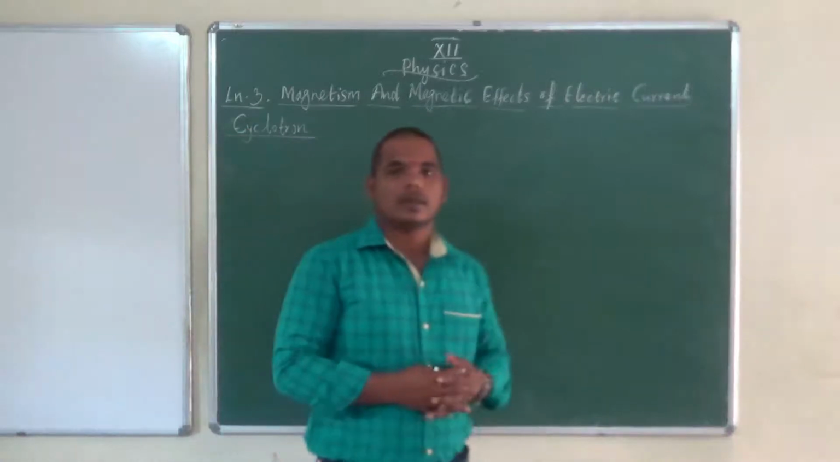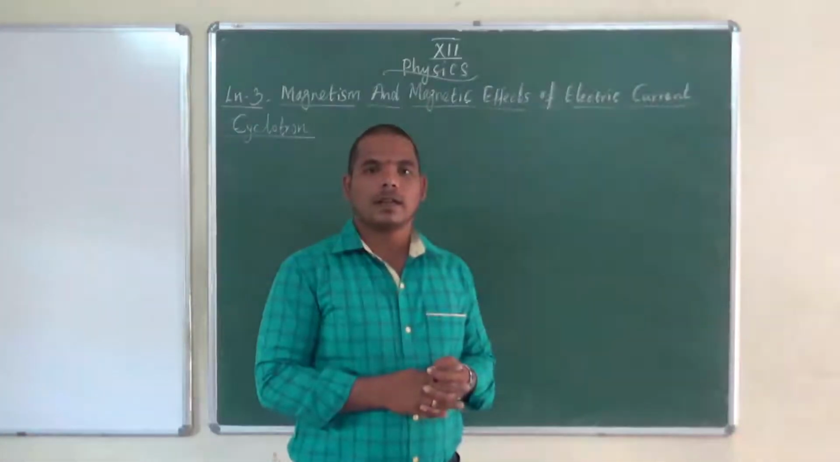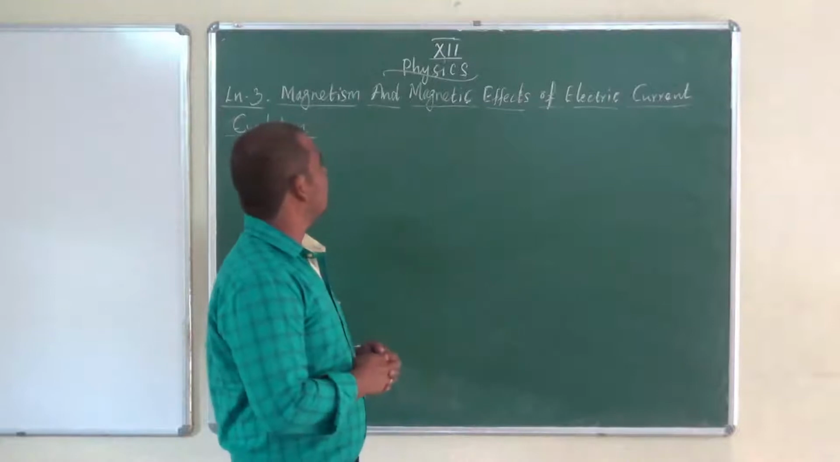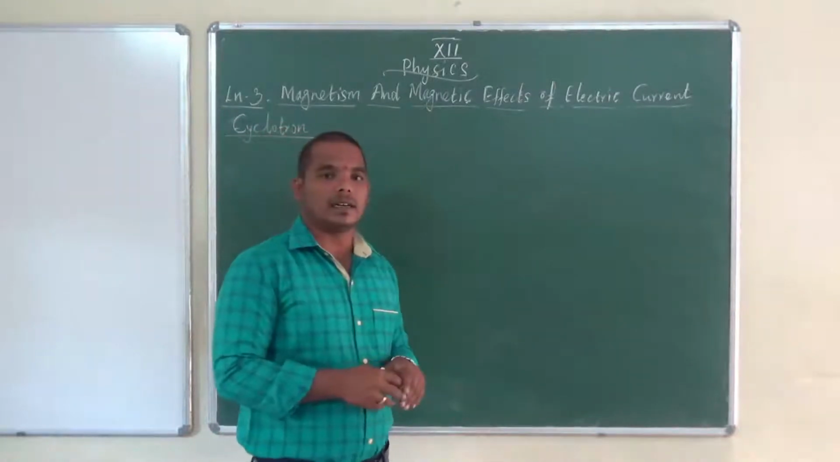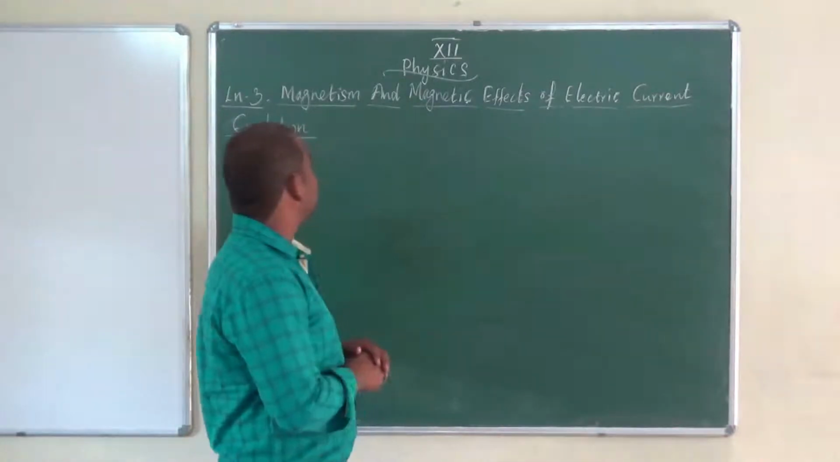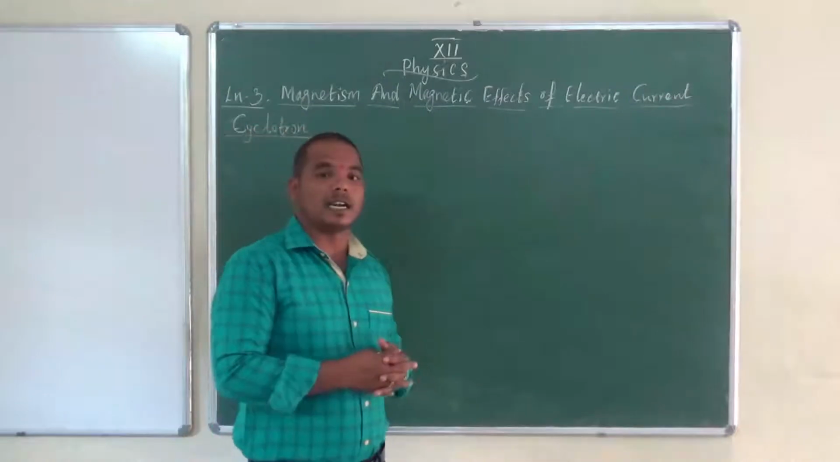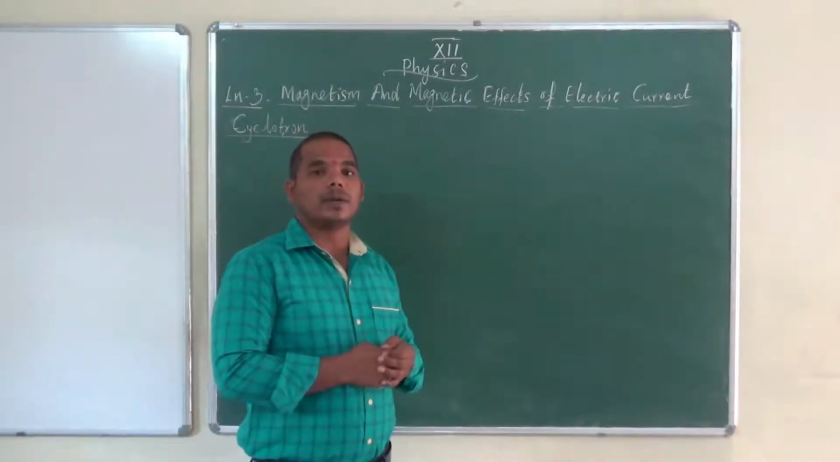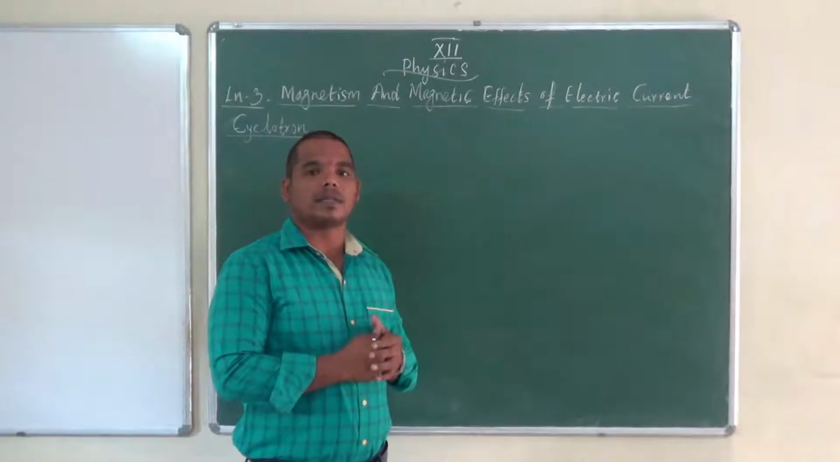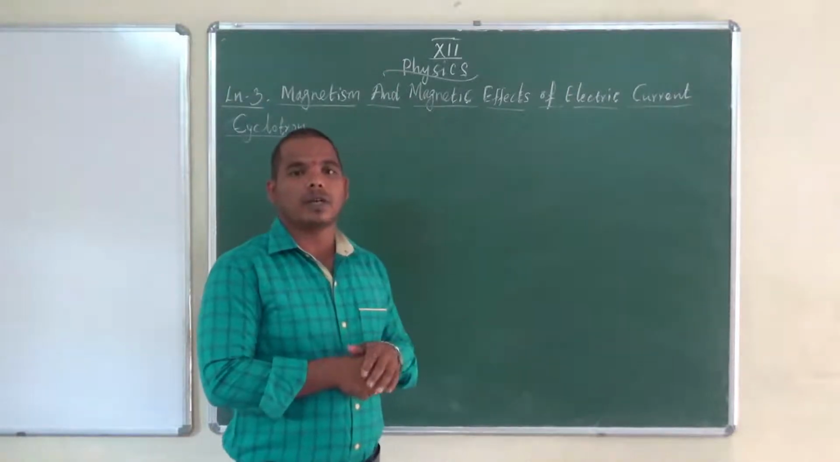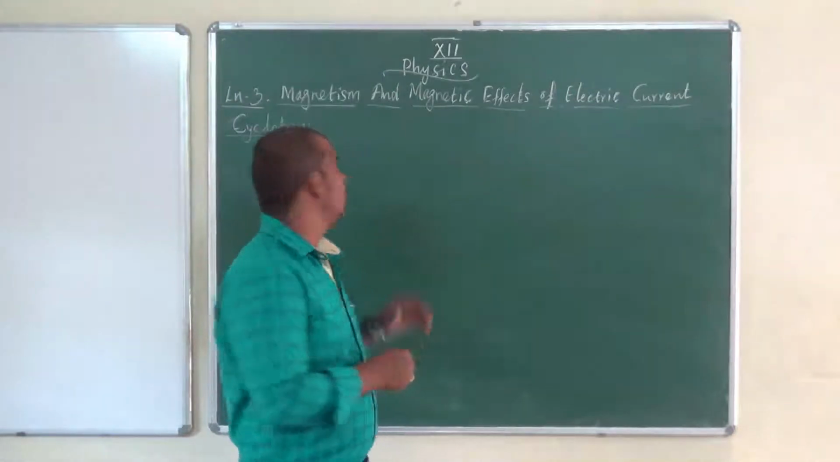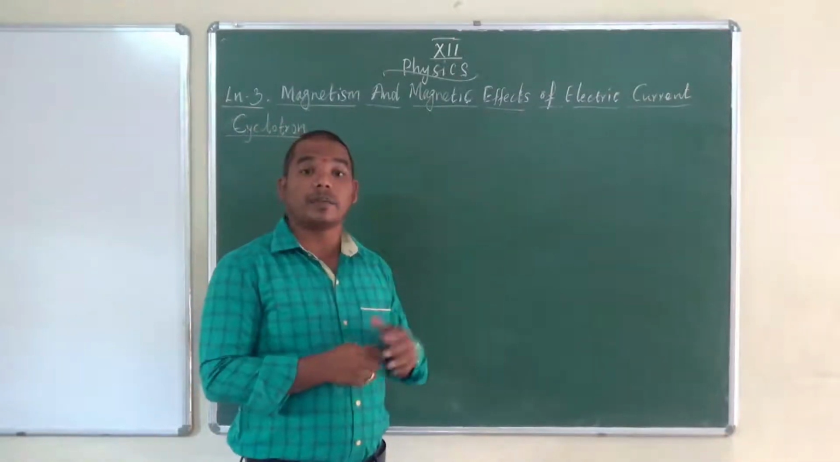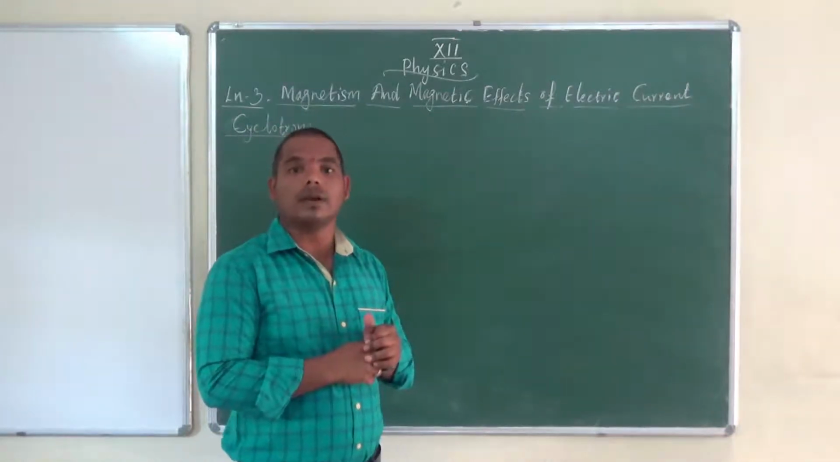Good morning students. Today we are going to discuss lesson 3, magnetism and magnetic effect of electric current. What is our lesson? Magnetism and magnetic effect of electric current. In our previous class we have discussed a number of topics, isn't it? Today we are going to discuss an important topic, cyclotron. It is a 5 mark level question and 2 mark level question.